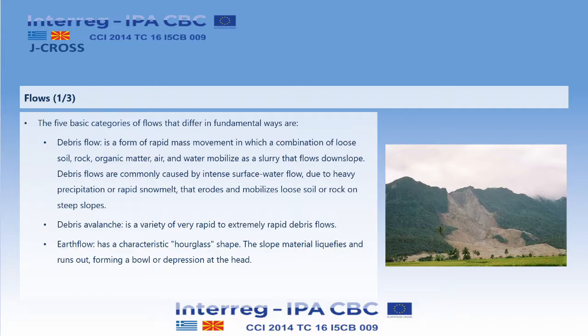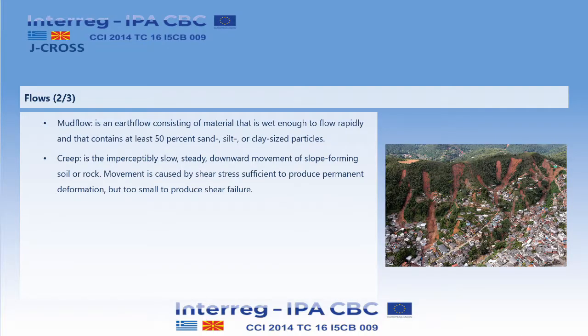Earth flow has a characteristic hourglass shape. The slope material liquefies and runs out, forming a bowl or depression at the head. Mudflow is an earth flow consisting of material that is wet enough to flow rapidly and that contains at least 50% sand, silt, or clay-sized particles.